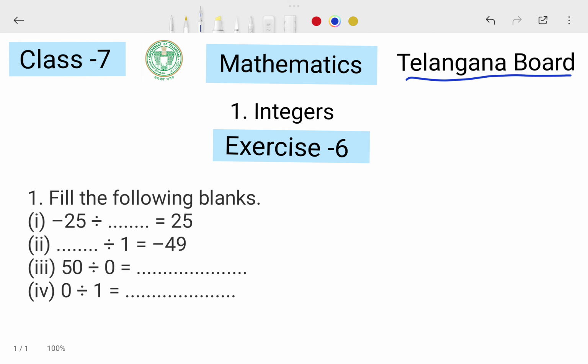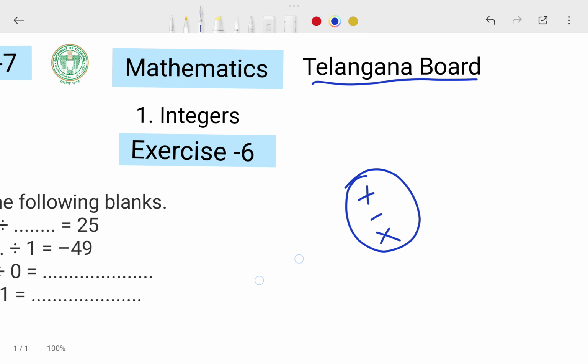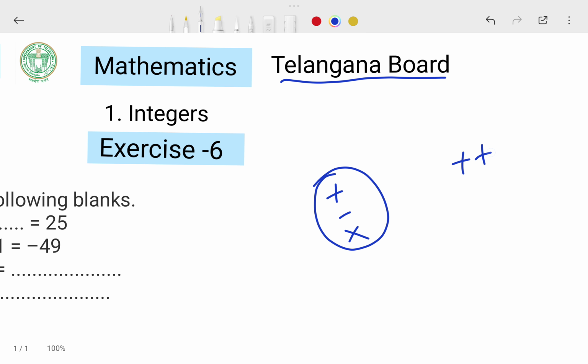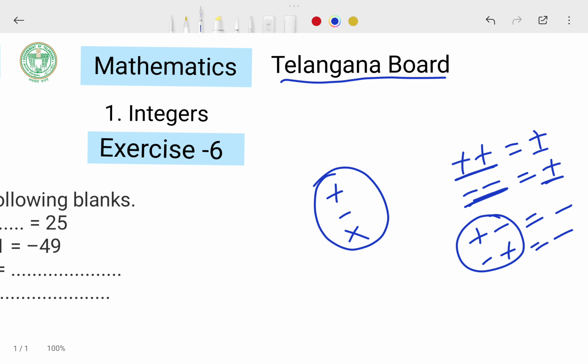Before this, in this chapter we learned addition, subtraction, and multiplication. Now, using this rule: plus plus is always plus, and minus minus is always plus, because both have the same symbol. When you have different symbols, like plus and minus, or minus and plus, it is going to be minus, because they are different symbols. Okay, so we learned about that. These are the basic things.